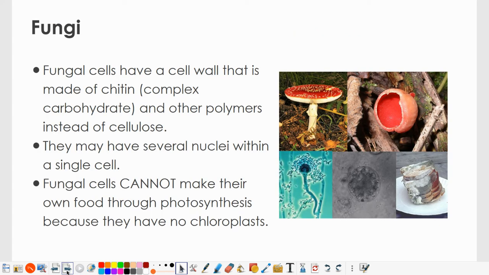Fungi, or fungi, however you want to pronounce it, are the final class of organism that we're going to look at here. Like plants, they have cell walls. But unlike plants, their cell walls are not made out of cellulose. They're made out of chitin, a different complex carbohydrate. So they have cell walls, but the structure of their cell walls is different. They're made out of different substances, a different carbohydrate.